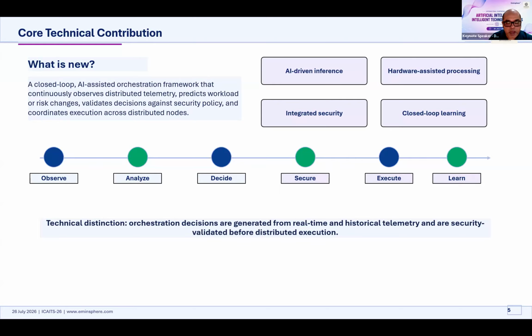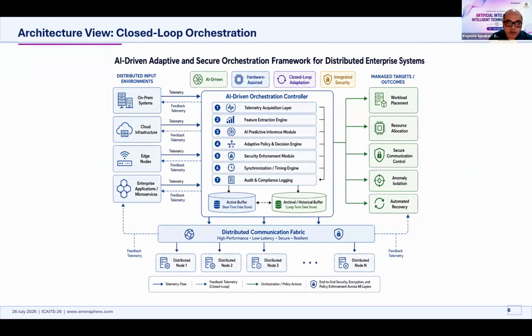Then the outcome of that action generates new telemetry. That telemetry becomes input for the next decision cycle. So the novelty is not simply adding AI to an orchestrator. It brings telemetry, AI inference, adaptive decision making, security enforcement, synchronization, and feedback together within the same operational closed loop. Let's look at what the closed loop is. If you see in this diagram, on the left side, we have the distributed input environments.